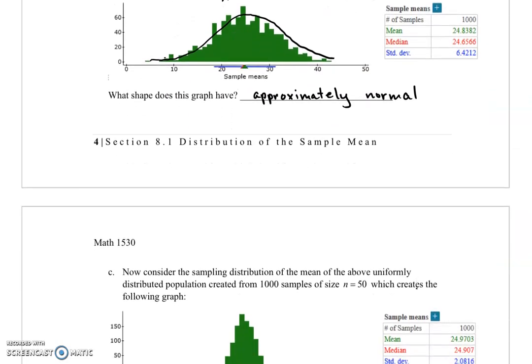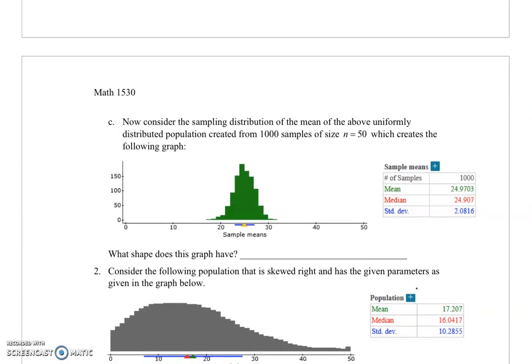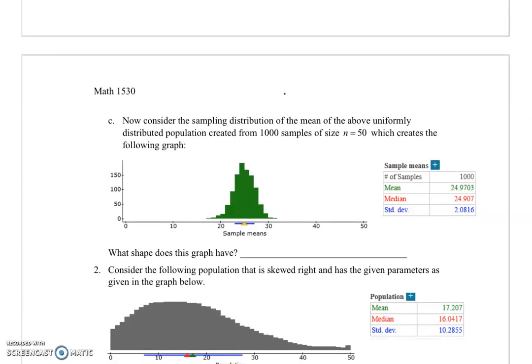Okay, let's look at one more. So this time we have samples of size 50. And our mean is 24.9703, and the standard error is 2.0816. And this one looks very much normal. Very narrow, but still pretty normal.